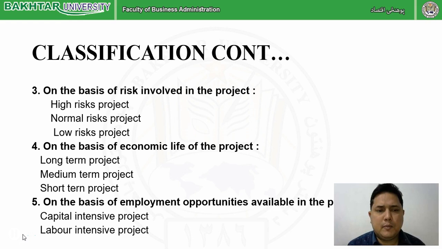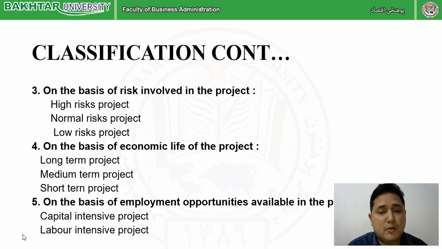On the basis of economic life of the project, economic life means how much time it will take to complete the project, or you can say how much time this project is running in the market. Some projects take a huge time to finish. It may be a long-term project, 5 to 20 years, a medium-term project, 2 to 5 years, or a short-term project, maybe 0 to 2 years. So it depends on their economic life, how much time it will go. If your product is for a long time, it will take more expenses. So that is the economic life of the project.